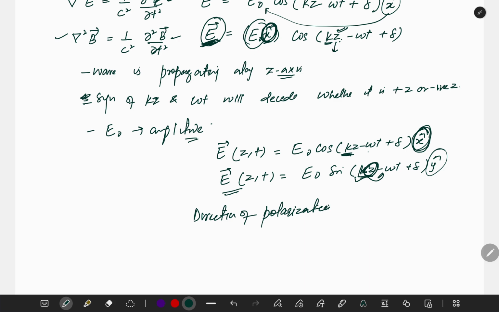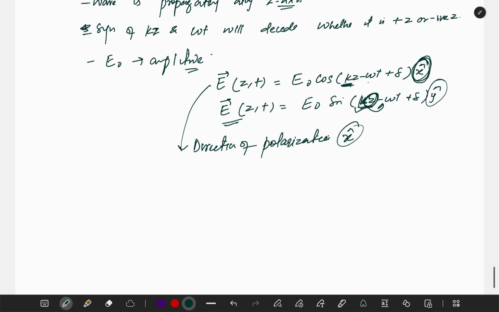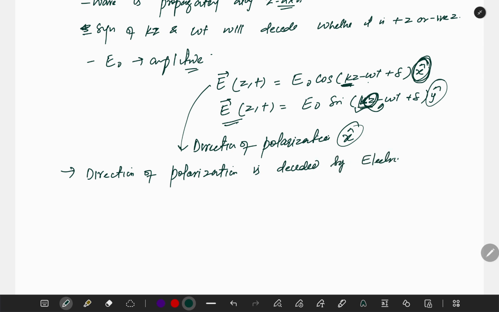Very important point. If we treat this as a solution, then x cap is the direction of polarization. And the direction of polarization is always decided by the electric field direction. This point is also very important. Direction of polarization means the direction in which the electric field is varying. Simply, direction of polarization is decided by the electric field direction.